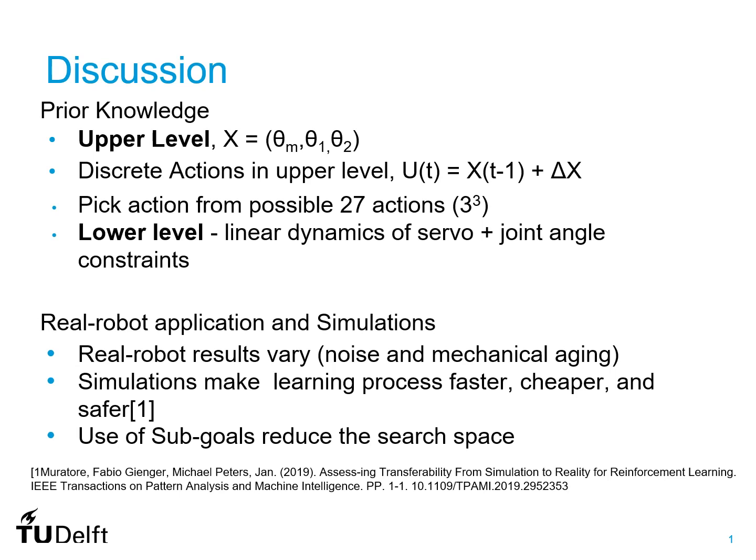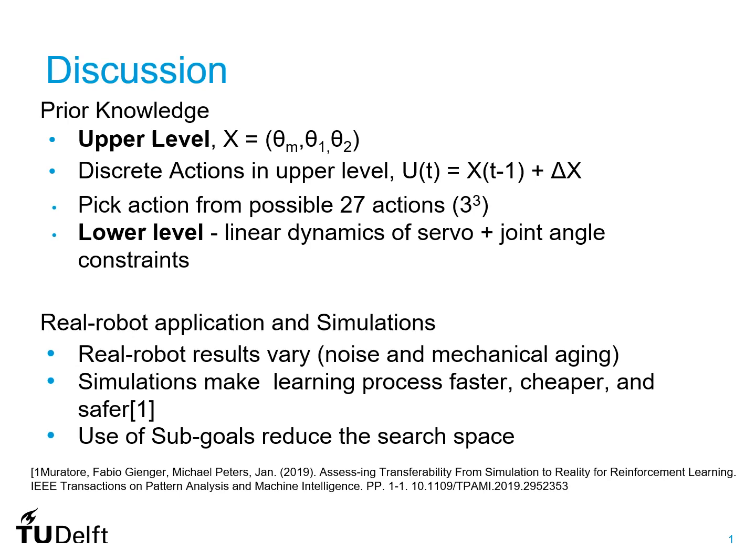The prior knowledge for the lower layer is based on the linear dynamics of the servo and the joint angle constraints. This is based on the practical constraints, the maximum angles the robot can reach, which are already known, so that can be given in the form of constraints for the lower level.